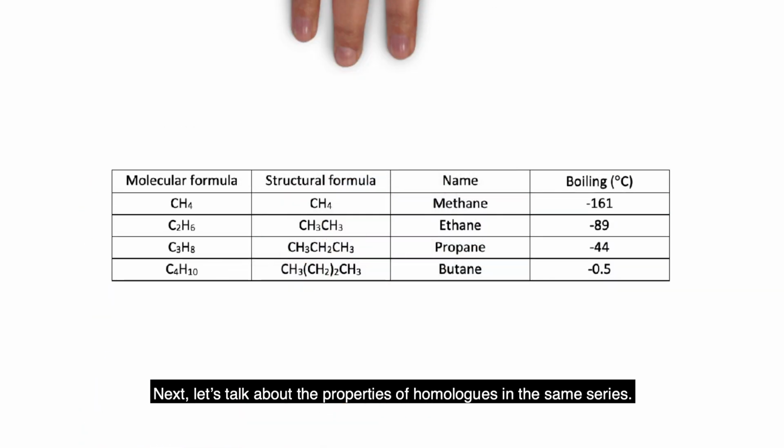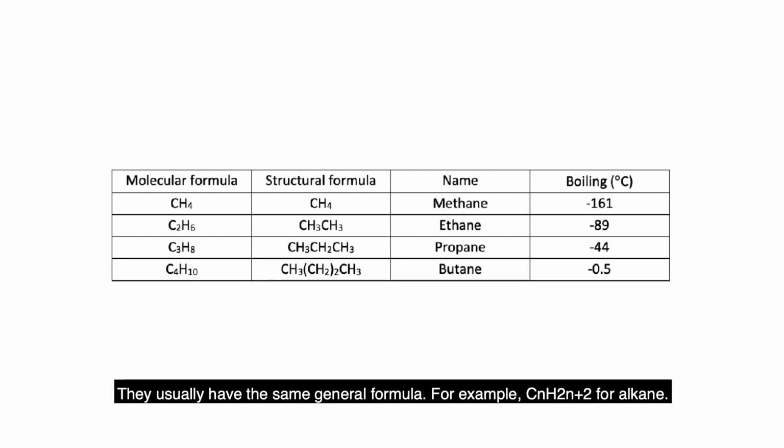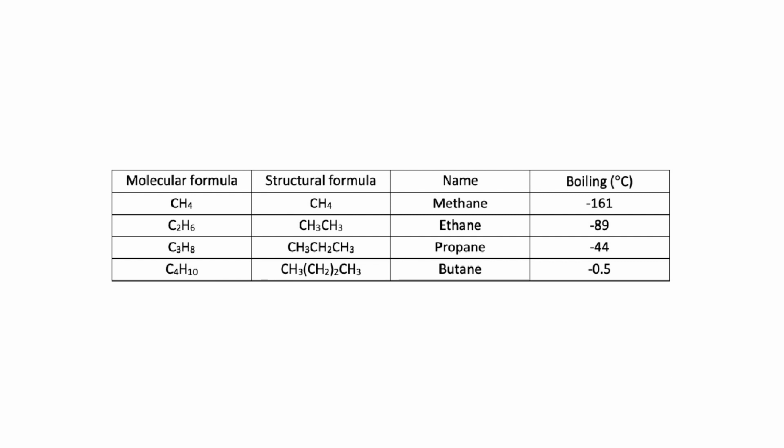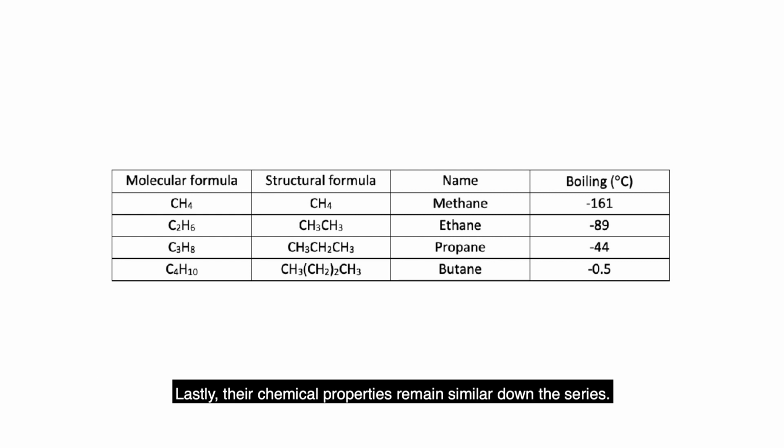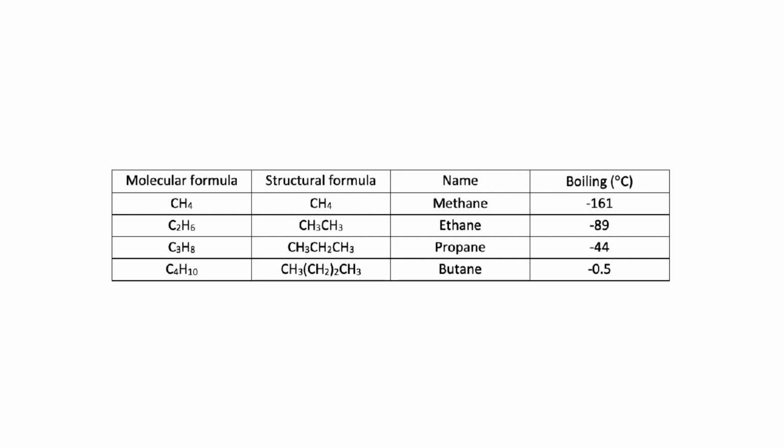Next, let us talk about the properties of homologues in the same series. They usually have the same general formula, for example, CnH2n+2 for alkane. One homologue usually differs from the next homologue in a series by units of CH2. There's a change in physical properties down the series, for example, boiling points. Lastly, their chemical properties remain similar down the series.